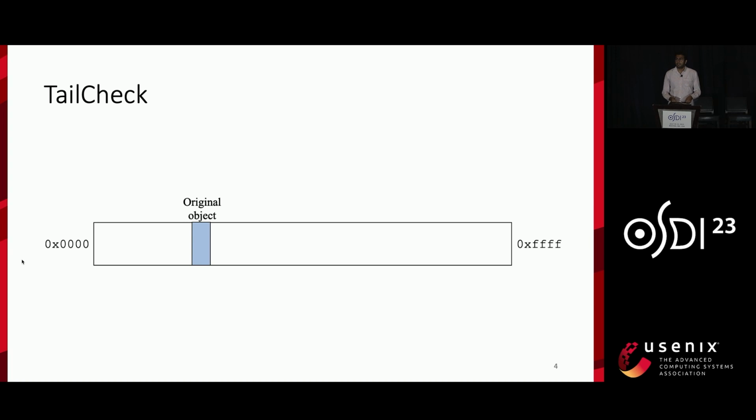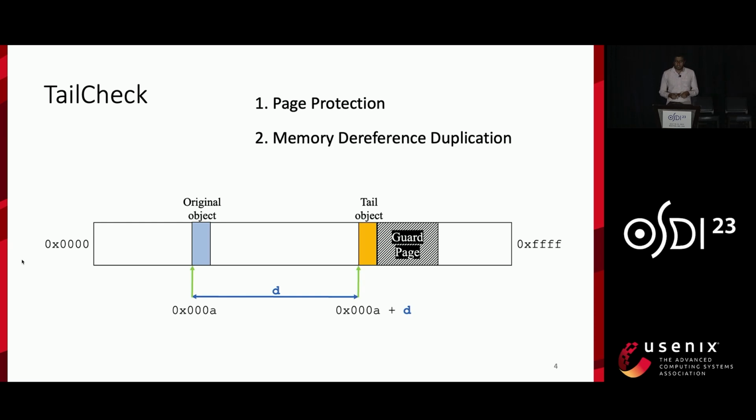How can we protect this blue object right there? We use page protection by aligning a tail object, which is a shadow object. We don't care about what is in that object. It's just allocated for an original object as a tail object, and its end is aligned to a guard page. And how can this provide protection? Well, if we can duplicate the memory dereference of any original object on the tail object, then any overflow of the original object will result in hitting the guard page.